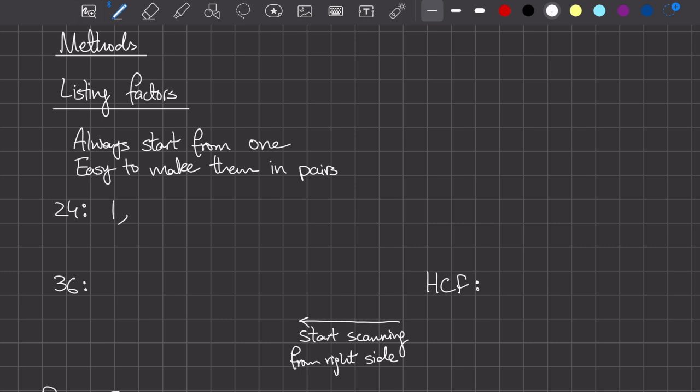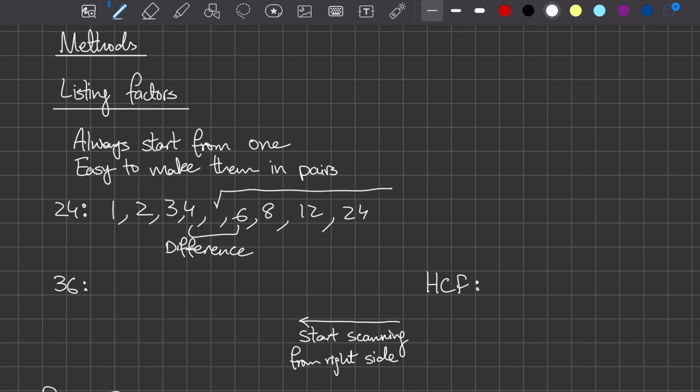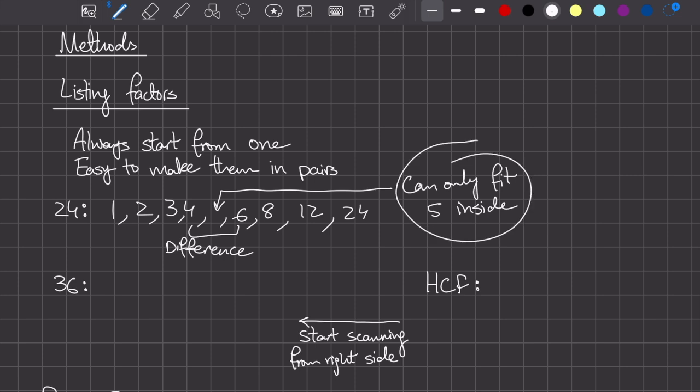Hence our first pair is 1 and 24, the second pair will be 2 and 12, then we have 3 and 8, and finally 4 and 6. We can see that the difference between our two numbers inside the pair decreases every time, and the remaining pairs, if any, will be in that difference. Therefore, the only option left is 5, which is not a factor since 24 is not divisible by it, indicating that those are all our factors.